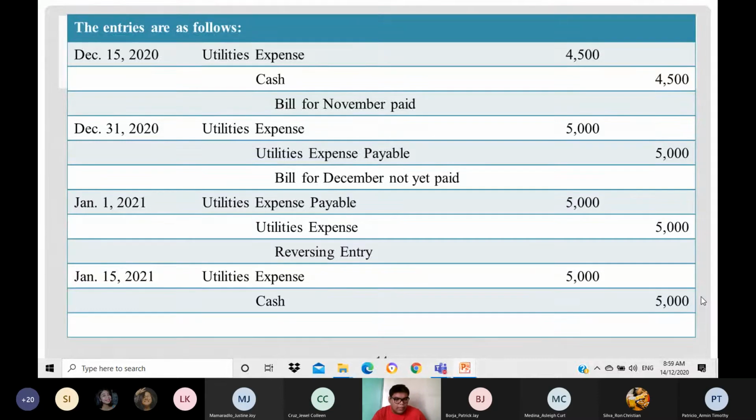Yun nga. Nabanggit ko na yung reasoning. So, dahil hindi mo pa nababayaran yung bill ng kuryente ng December 31, for the month of December, kailangan mo gumawa ng adjusting entry. An adjusting entry is necessary. If no reversing entry, so halimbawa hindi mo siya ginawa, then the entry to record the payment on January 15 is as follows.